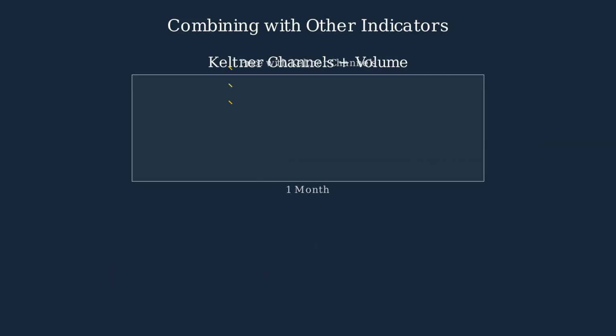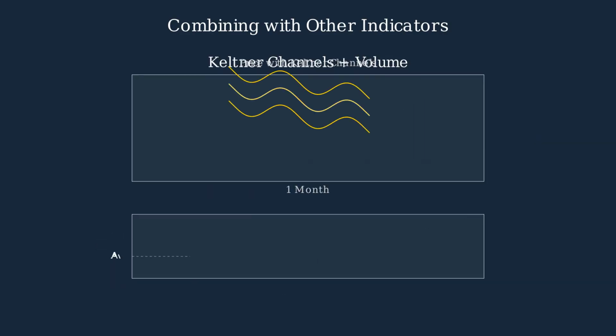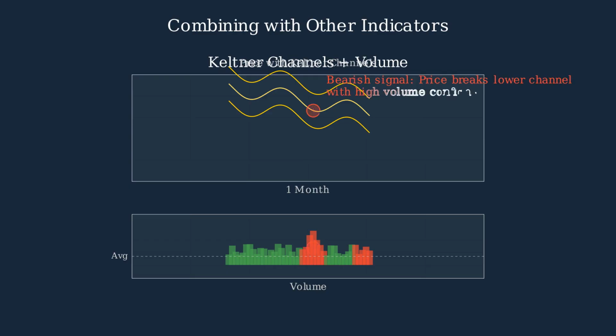Volume confirmation is critical when trading with Keltner channels. Higher than average volume validates breakouts, while low volume during price movements into the channel suggests weaker signals. Here, we see a bearish signal where price breaks below the lower Keltner channel with high volume confirmation. This combination suggests strong selling pressure and increases the reliability of the breakdown signal.